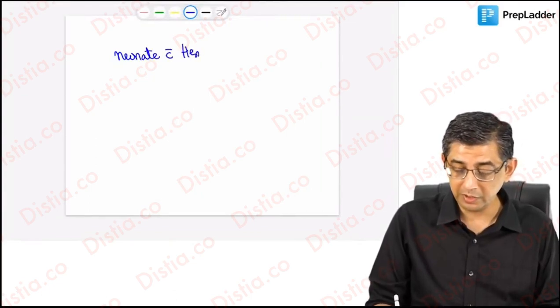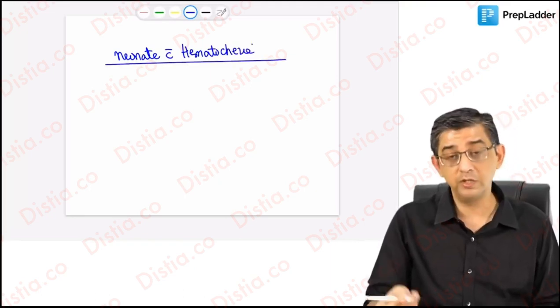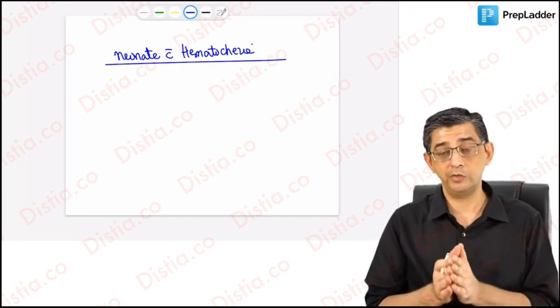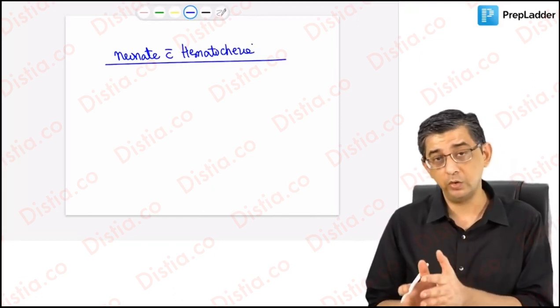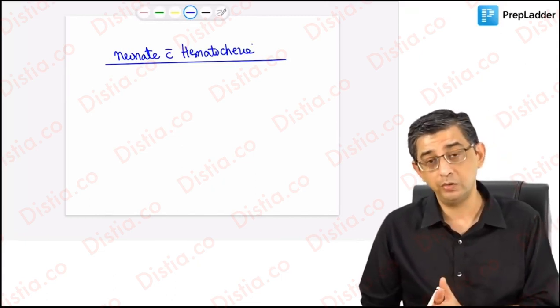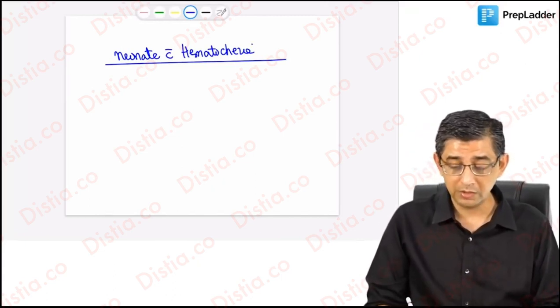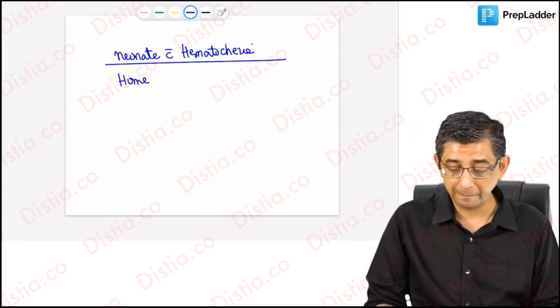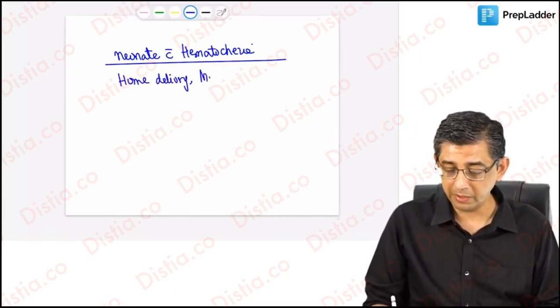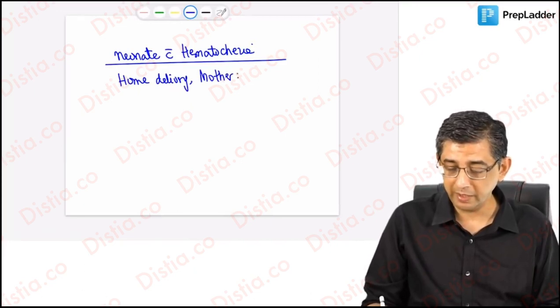Now that again looks very surprising, because intussusception will usually occur after the age of 6 months, when you start introducing complementary feeding, when you start introducing cereals to the child. It is very rare to have intussusception in a newborn age group. So, neonate with hematochezia: the scenario given was that this was a home delivery, and unfortunately the mother had postpartum hemorrhage and the mother expired because of this.